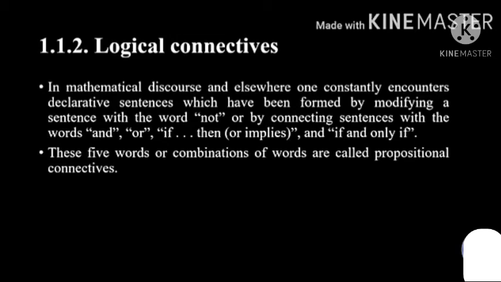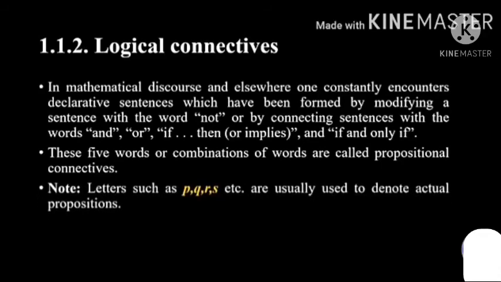These words connect propositions, so they are connectives. Don't forget that these 5 words, if and only if, implies, if, or, and, are called propositional connectives. Note that letters such as p, q, r, s, written in italics as small letters, represent propositions. These are the symbols we use most often.